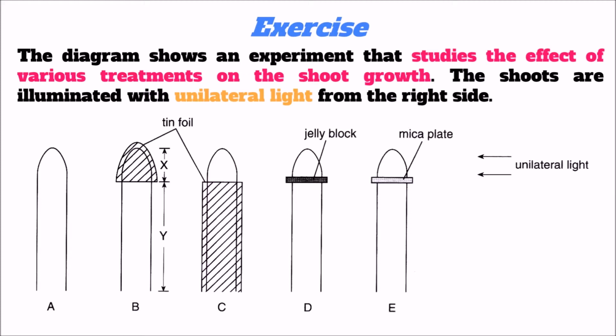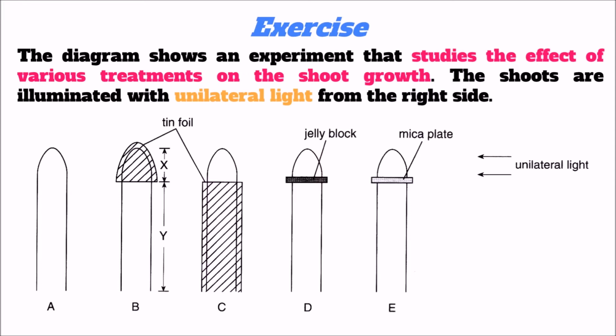From setup B, the tip X is covered by the light-proof tin foil. For setup C, the lower part of the shoot is covered by the light-proof tin foil, so that's why they will not receive any light. These two setups are very important to show which region, X or Y, is responsible for the light detection.